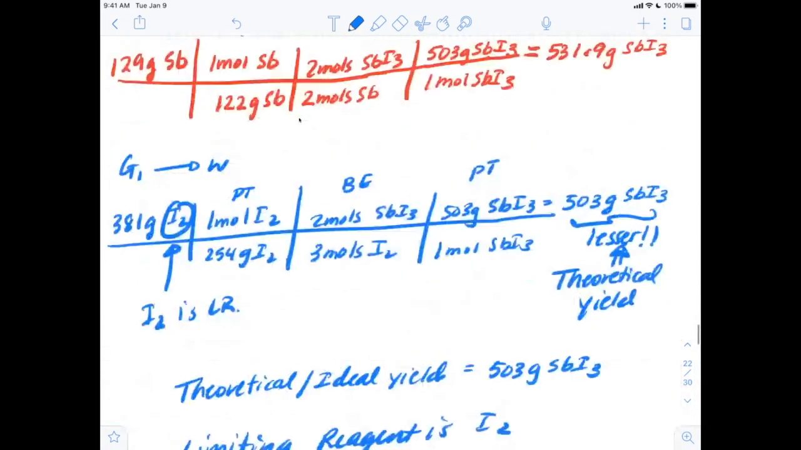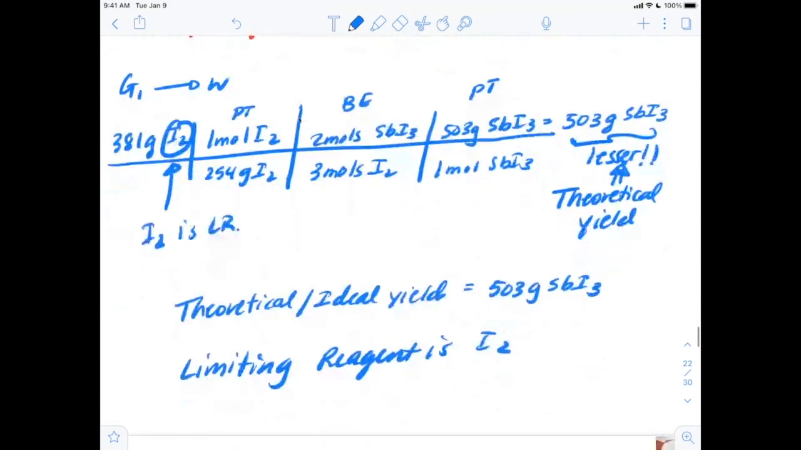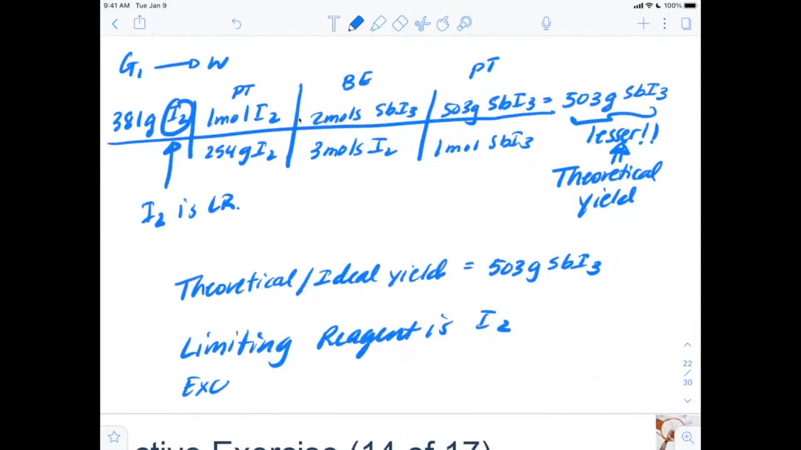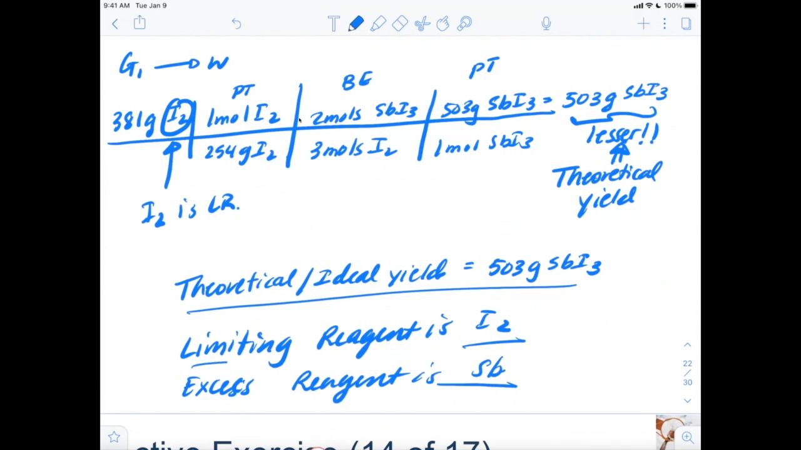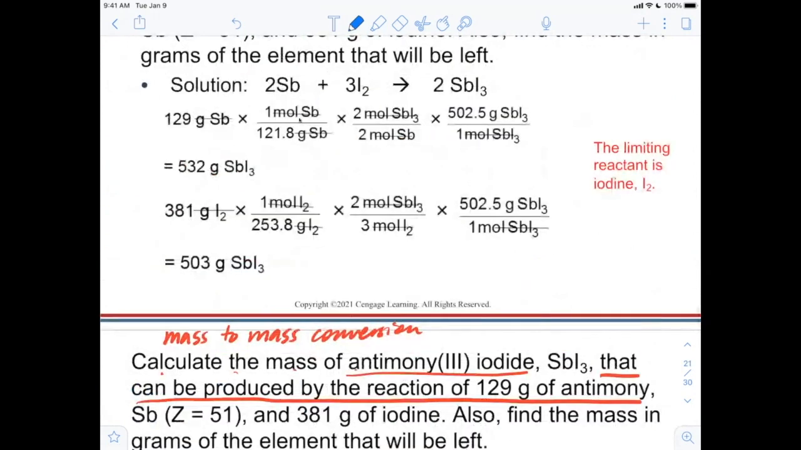They can ask you, what is the excess reagent? Well, there's only two reagents. If one of them is limiting, by default, the other one is excess. So, excess reagent is Sb. Okay, so from this one question, they can ask you three things. 1, 2, 3. Of course I wrote that already over here. This shows you how much they got, which matches what we got.